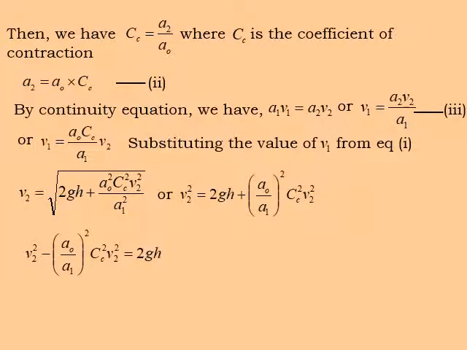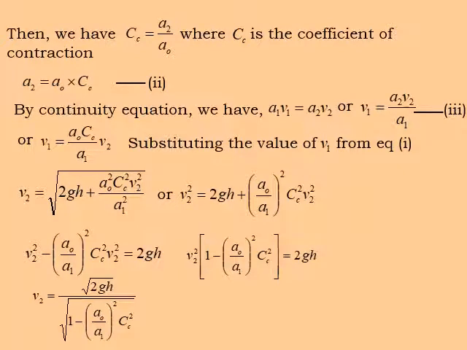Now V2 square minus A0 by A1 whole square into Cc square V2 square is equal to 2gH, and further it gets simplified, and V2 is equal to square root of 2gH by square root of 1 minus A0 by A1 whole square into Cc square. So these are just simplifications of the equations.